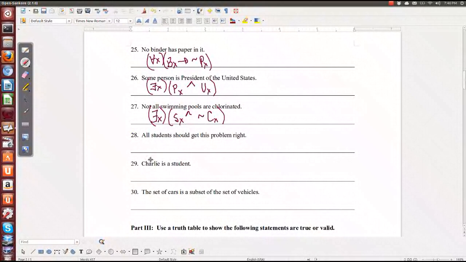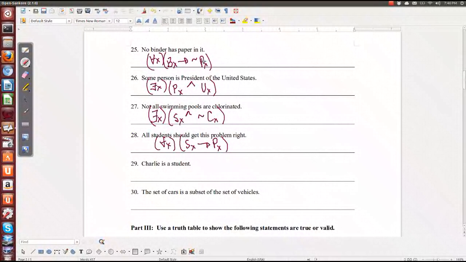And for 28, all students should get this problem right. That is a universal. And students, let's call that SX, conditional problem PX.